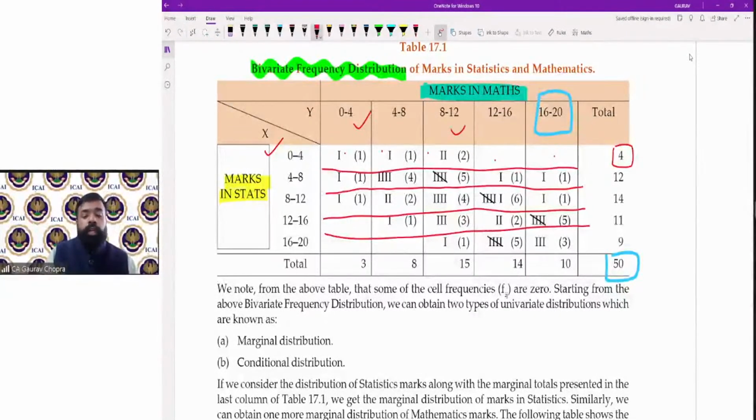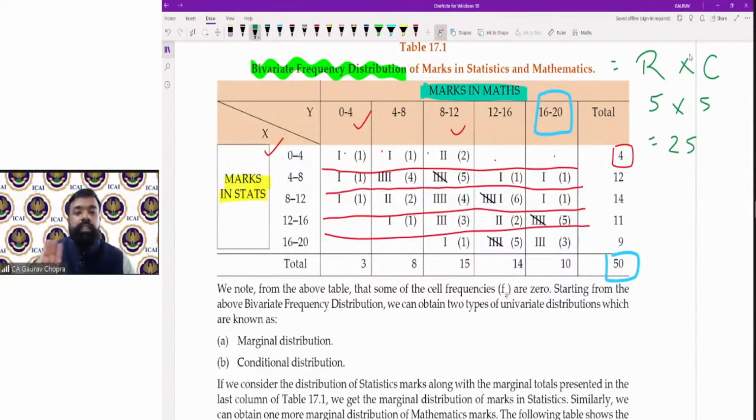So in short, we can write a formula for number of cells. Number of cells is equal to number of rows multiplied by number of columns. How many rows are there? You can check. There are 5 rows. And how many columns are there? 5 columns are there. So in total, there are 25 cells.